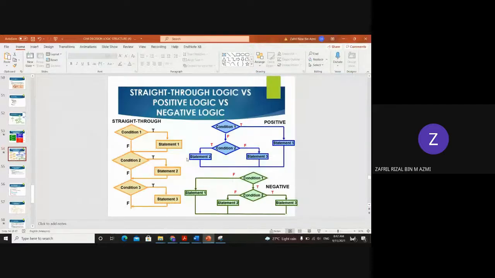And this is the general structure of the flowchart. Straight through logic, positive, the common one that we use. The negative, if you compare with the positive: true gets a statement, negative: true gets another condition. Only if it is false, it gets a statement. Okay, true statement, false statement.